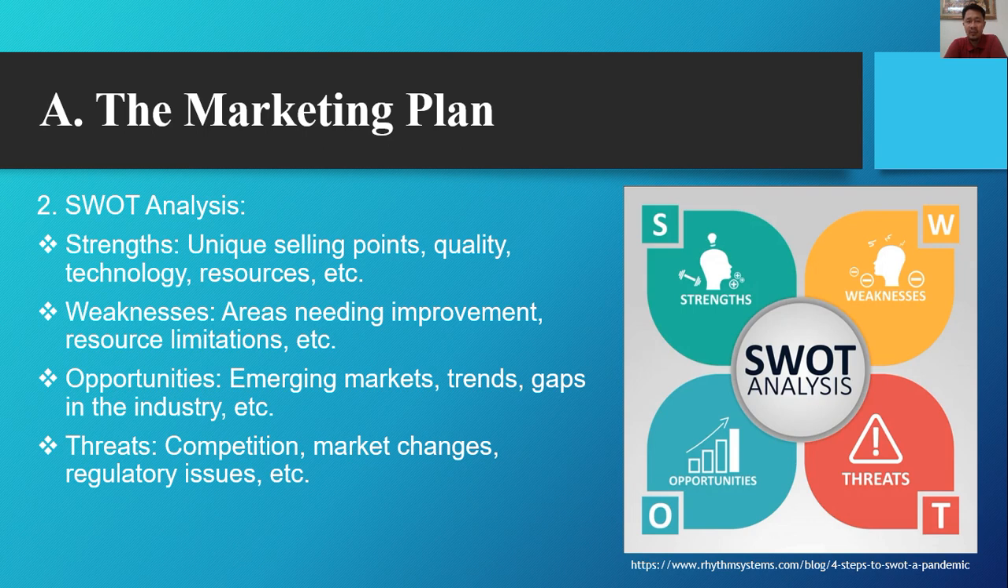Next is your SWOT analysis. The meaning of this is strengths, weaknesses, opportunities, and threats. So you need to have an analysis of this area. You need to identify the unique selling points of your product, the quality, the technology that you are using, the resources, and there are a lot more to consider as part of your strength. And then areas needing improvement and resource limitations belong to your weaknesses. In order for you to manage it, you need to utilize or look for alternatives.